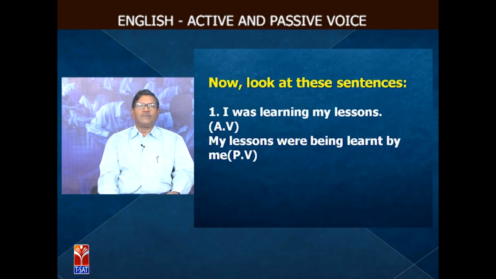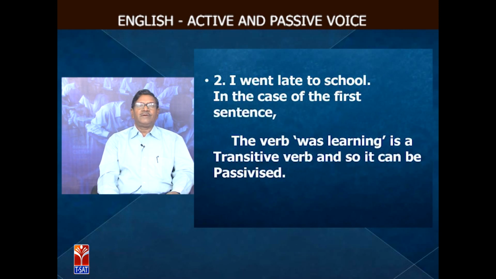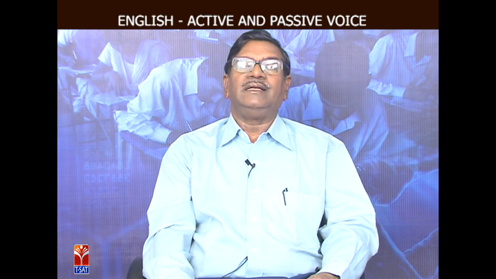My lessons were being learnt by me. I was learning my lessons. I went late to school. In the case of the first sentence, the verb was learning is a transitive verb, and so it can be passivized. I was learning. What was I learning? My lessons. That is the object.